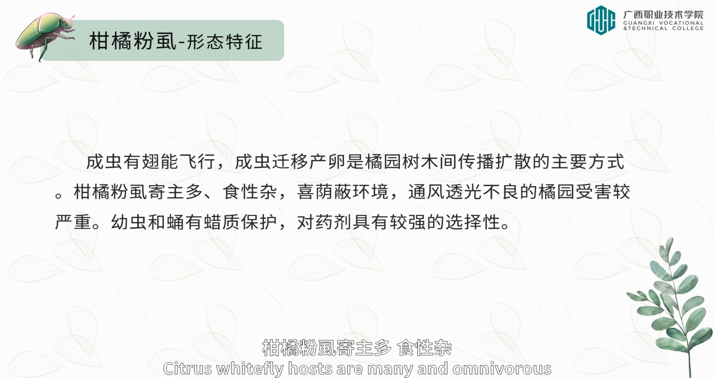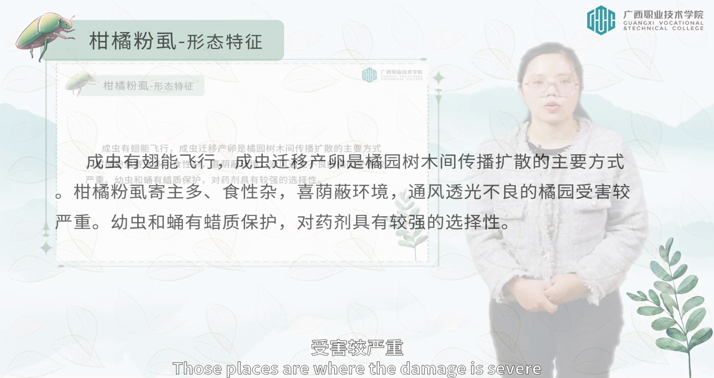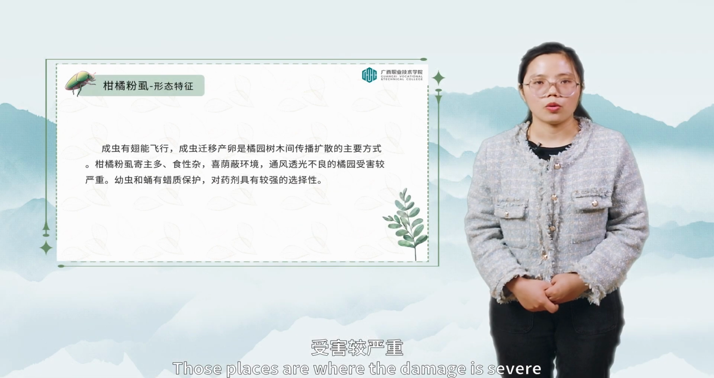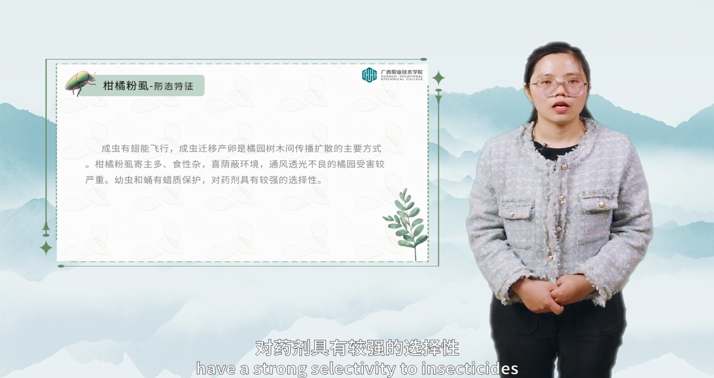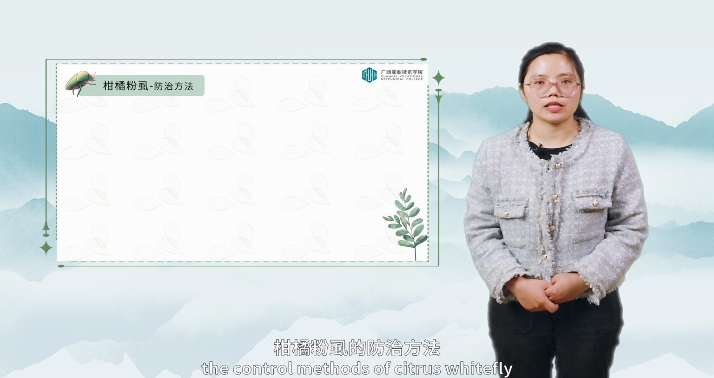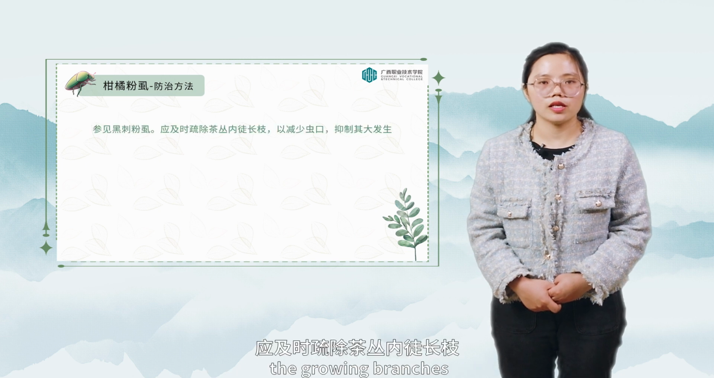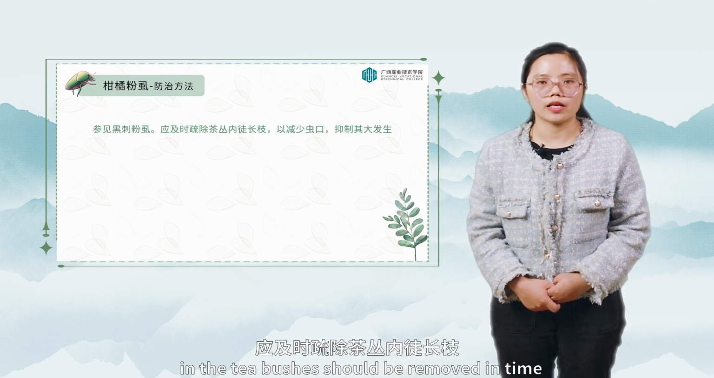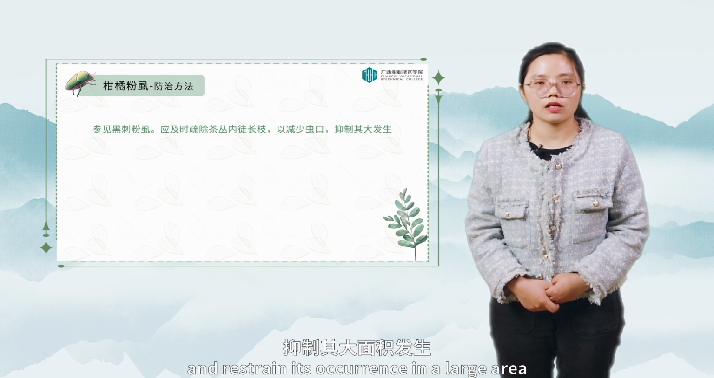Citrus whitefly hosts are many and it is omnivorous, shade-loving, and likes poorly ventilated orange orchards. Those places are where the damage is severe. Poorly ventilated orange orchards have a strong selectivity to insecticides. Next, let's learn the control methods of citrus whitefly. The growing branches in the tea bushes should be removed in time to reduce the population and restrain its occurrence in a large area.